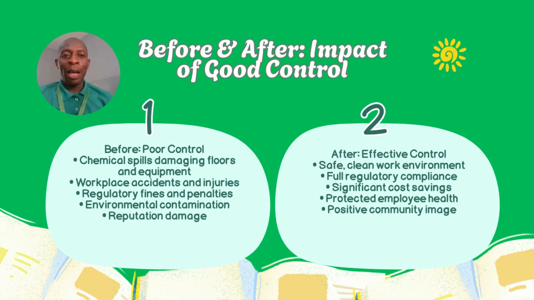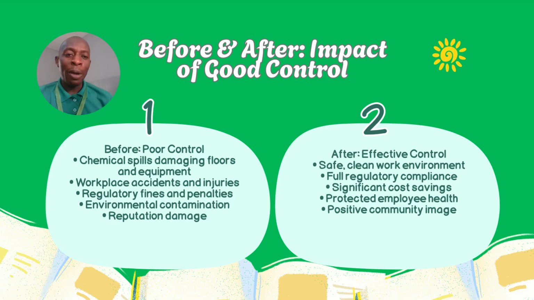Now let's look at the before and after impact of good control of chemicals. Before, there could be frequent chemical spills or leaks, unsafe working environment, health problems for workers and users, fire outbreaks or accidents. All these can come about when there's poor control of chemicals. And after is when we have safety, a clean work environment, and full regulatory compliance.